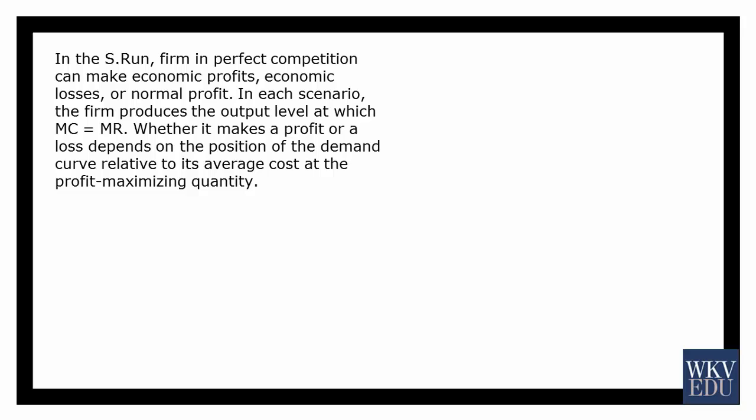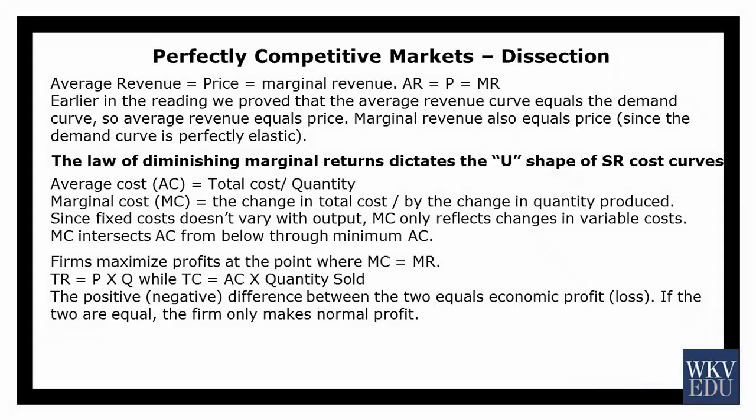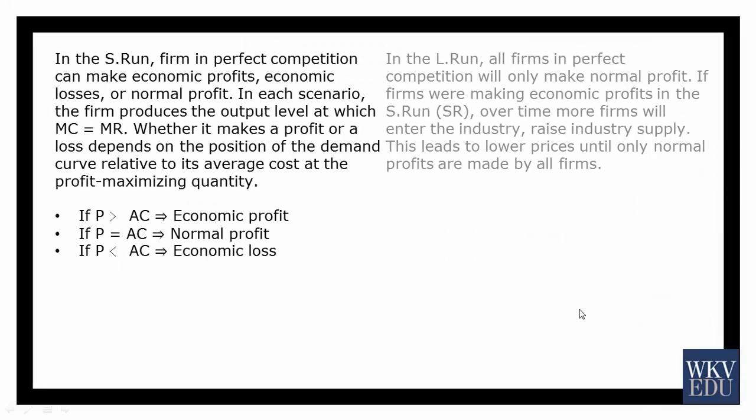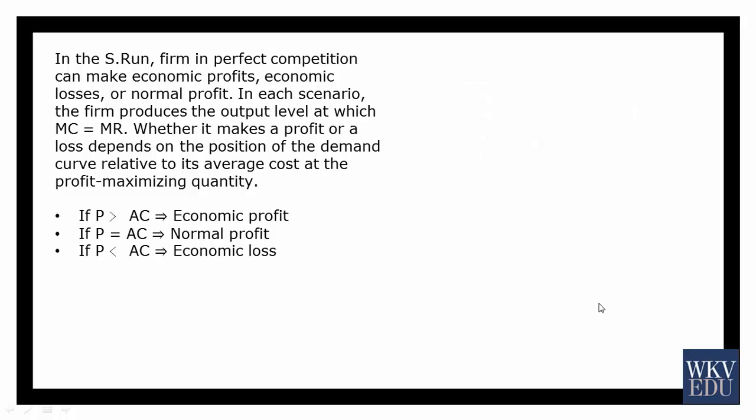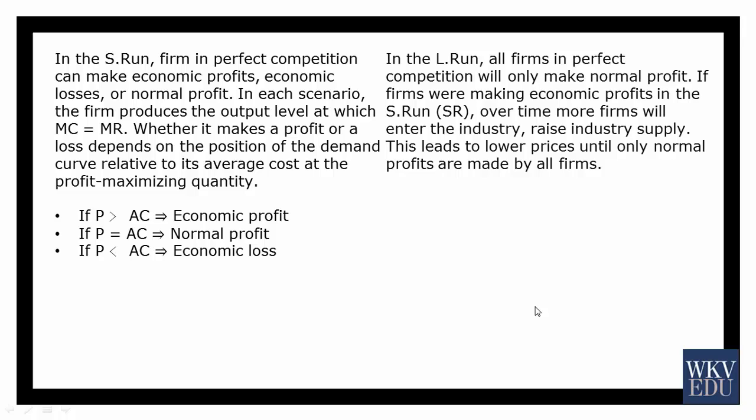A loss or a profit depends totally on the situation of the demand curve relative to the average cost curve. If price is greater than average cost, the person achieves economic profits. If price equals average cost, that is, he's selling at his average cost, then he's attaining normal profits. If price is less than average cost, obviously the person faces economic losses. What happens in the long run? In the long run, all firms only and only earn normal profit.